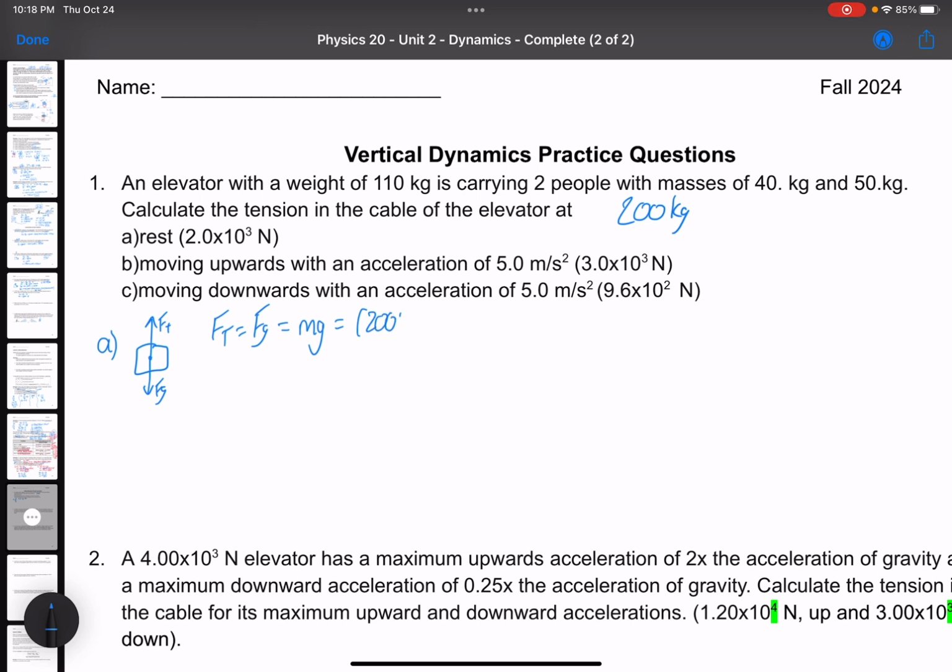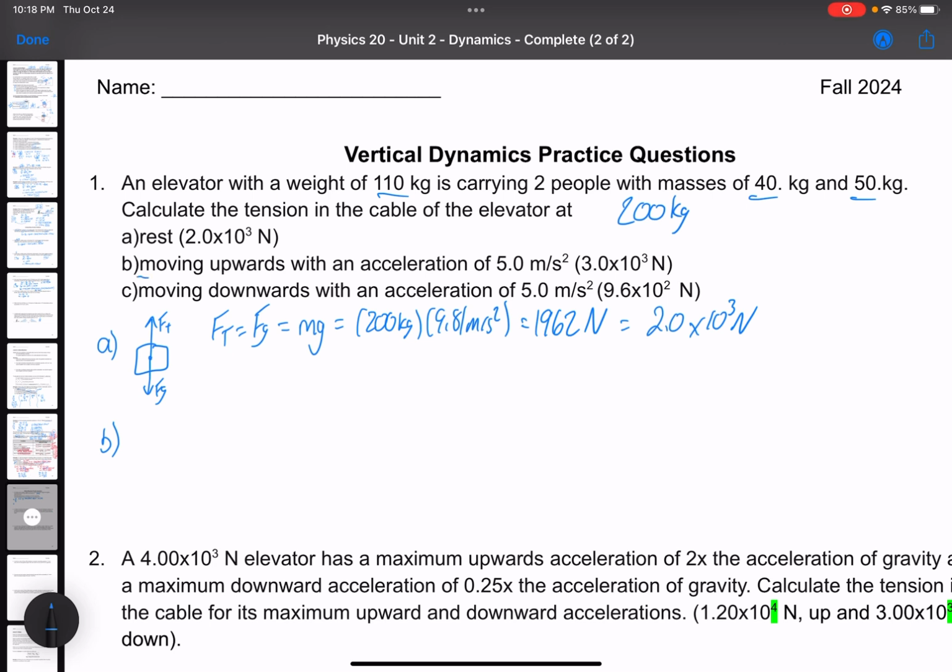So 200 kilograms times 9.81 meters per second squared gives me 1,962 newtons. We're looking at 2 significant digits across the board here, so it's going to round up to 2.0 times 10 to the power 3 newtons. All right, in B, if it's moving upwards with an acceleration of 5.0 meters per second squared, we're going to just say that this acceleration is in the upwards direction too.